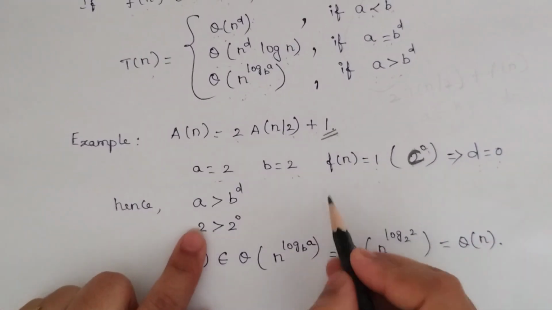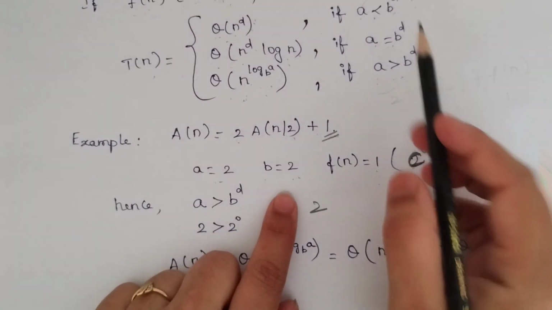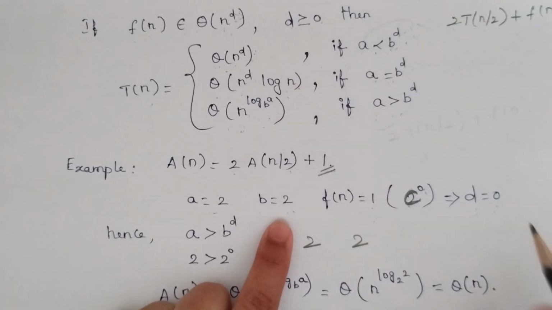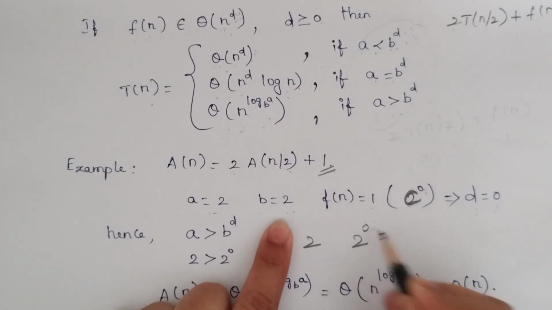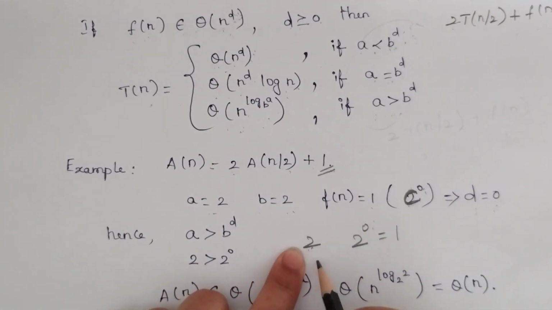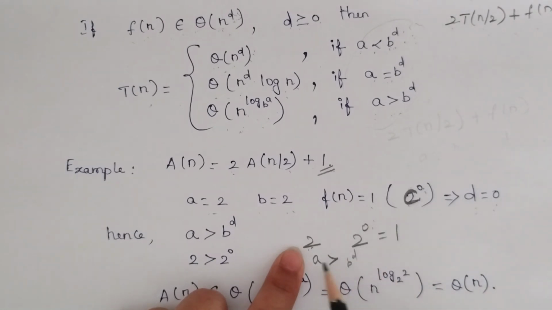So the value of a is 2, and the value of b is 2. We need to find b power d. So what is the value of b power d? The d value is 0. What is 2 power 0? That is 1. So now we are going to compare this value with this value. Here the a value is greater than this value, that is b power d. Right? So which is the third case.